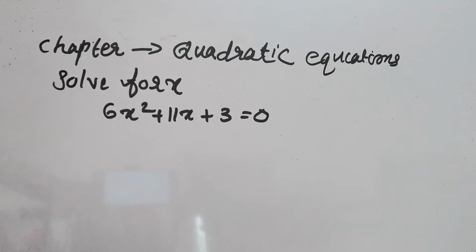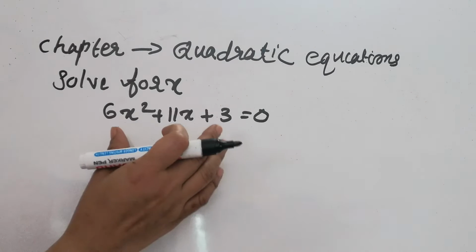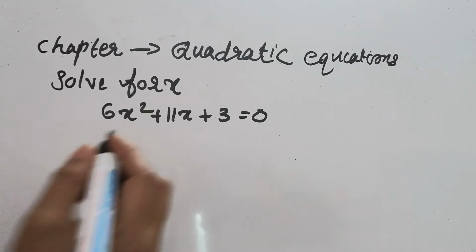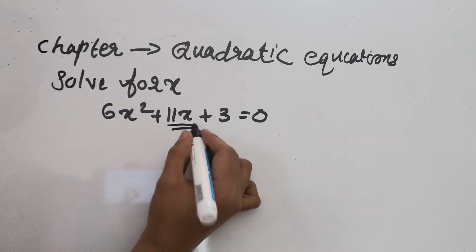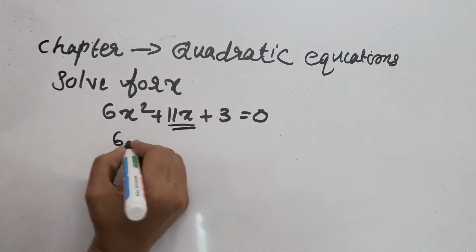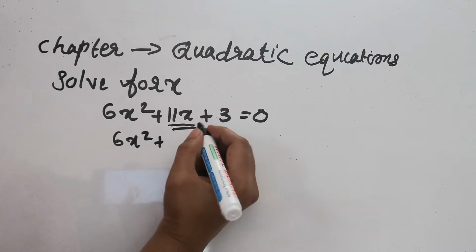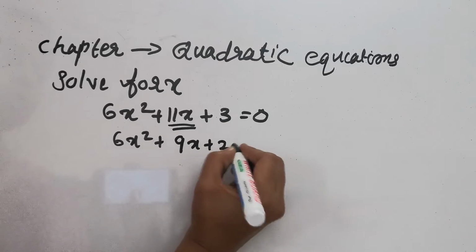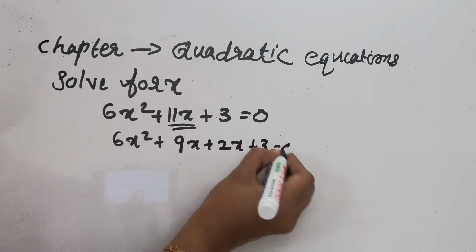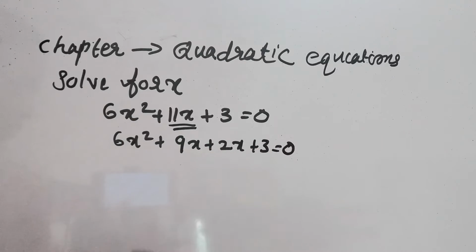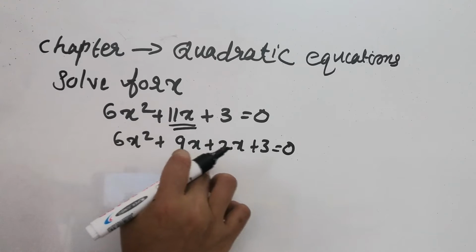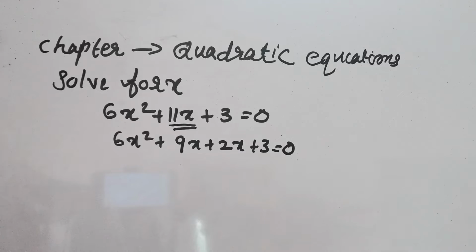Okay, so here we have to check how to change this equation into factorization form. For that we have to concentrate on this 11x. So 6x square plus 11x can be written as 9x plus 2x plus 3 is equal to 0, because 11 means 9 plus 2. So 9 plus 2 is 11x, so 9x plus 2x plus 3 is equal to 0.